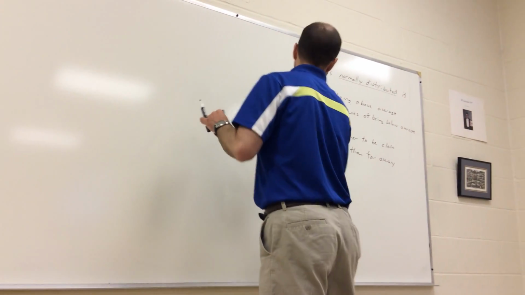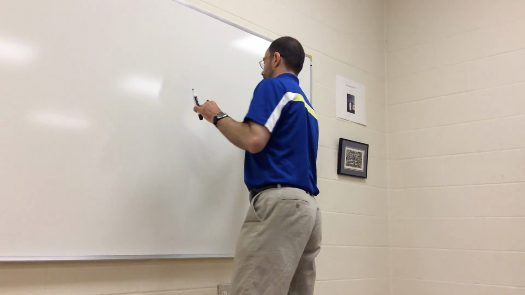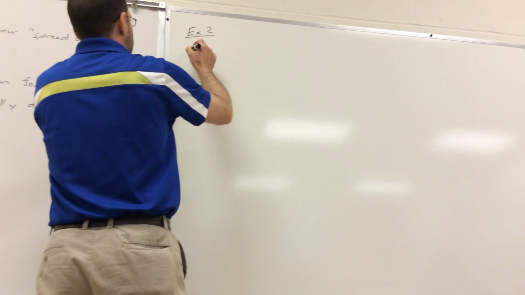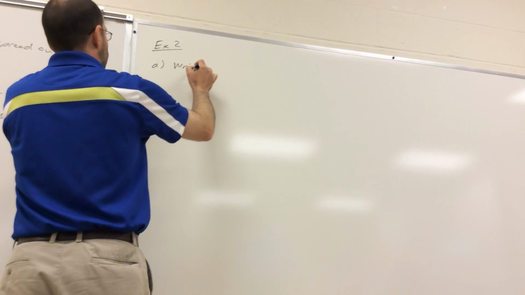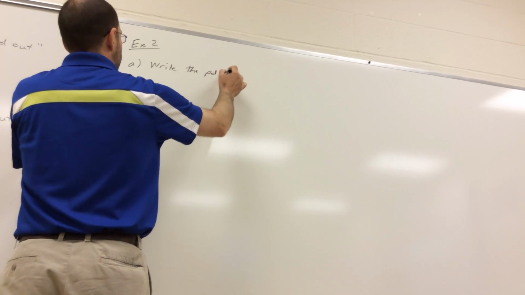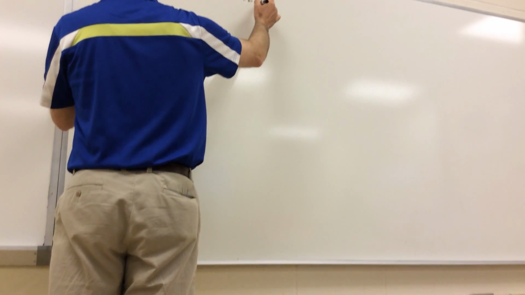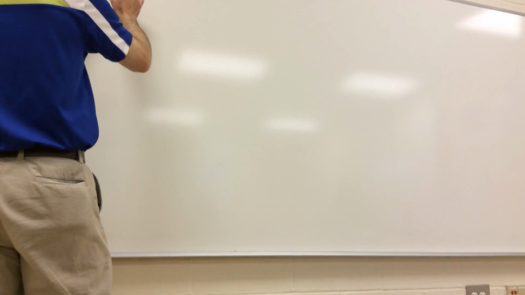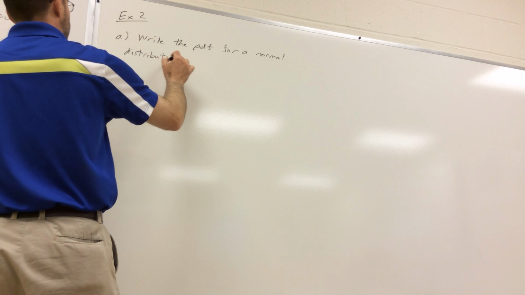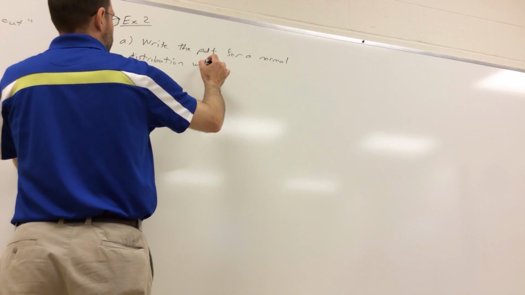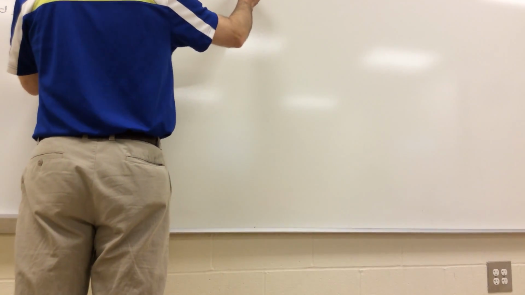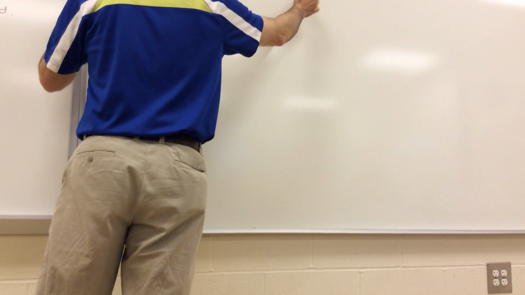Okay, so that brings us to example 2. And in example 2, for part A, we're going to write the PDF for a normal distribution with mu equals 75 and sigma equals 10.